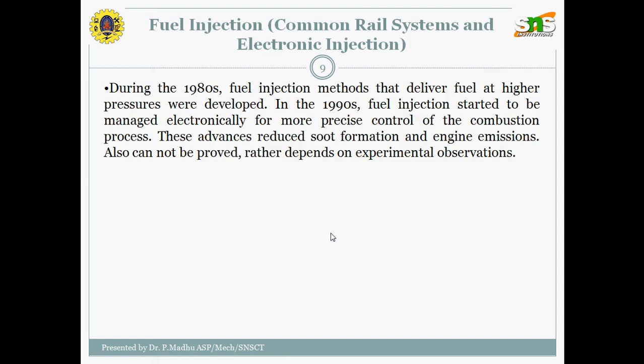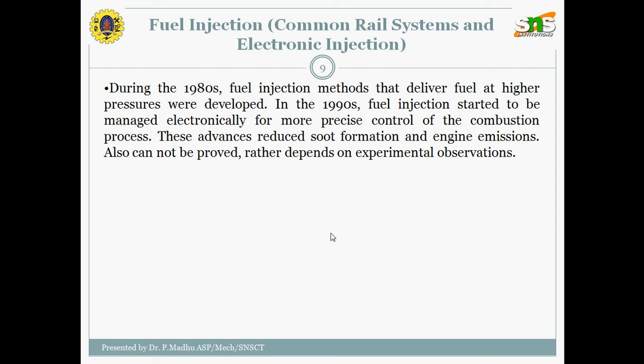The first one is fuel injection. In the olden days, the fuel injector alone was placed at the top of the cylinder head, where it injected the fuel. But during the 1980s, research started on fuel injection methods that deliver the fuel at high pressure. In the 1990s, fuel injection started to be managed electronically, controlled by a chip for more precise control of the combustion.